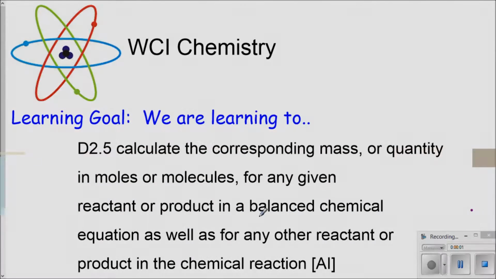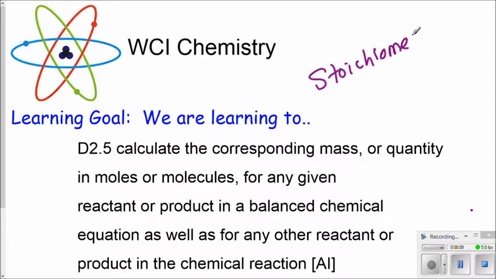Welcome, chemistry students. Today what we're learning about is something called stoichiometry. It's a big word, and all it really means is converting masses and moles from reactants to other products using a balanced chemical equation, and that's what this says.